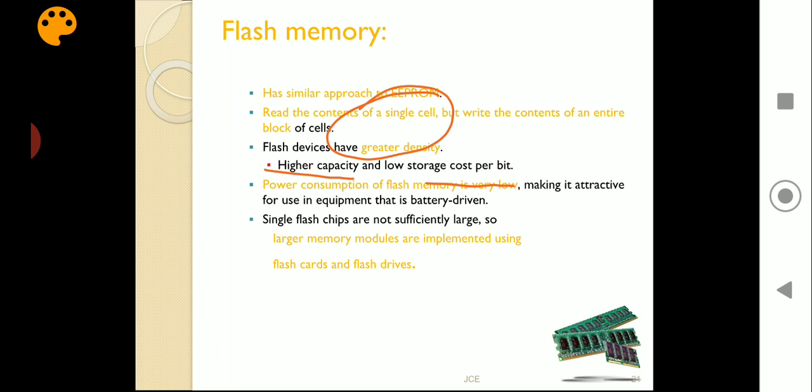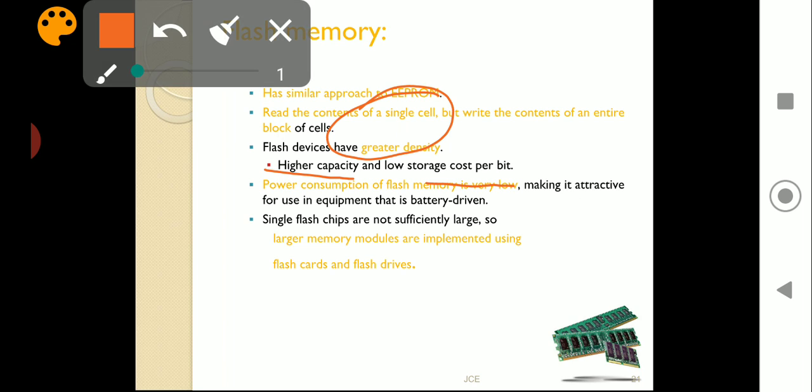Now, why is this important? All our flash drives have higher density, and using that, we will have n number of advantages. So we'll just go through those advantages now. One advantage is that power consumption is very low. Whatever the power consumption of flash memory is, that is very low. Since the power consumption is very low, we can use flash memory even with battery-driven devices. That is, even with a battery, we can use flash memory.